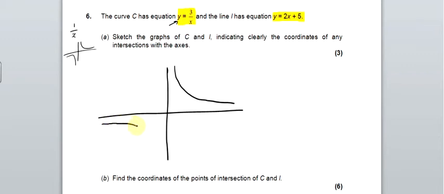If you weren't sure what to do, you might actually do a bit of plotting at this stage. You might come up with a table of values and get a feel for it. Now, this one here, the y-intercept, so when x equals 0, you can see that y equals 5. So that's our first place, 0, 5. So that's up here somewhere.